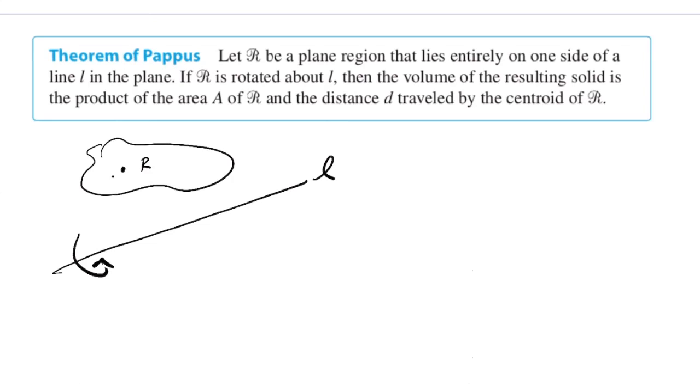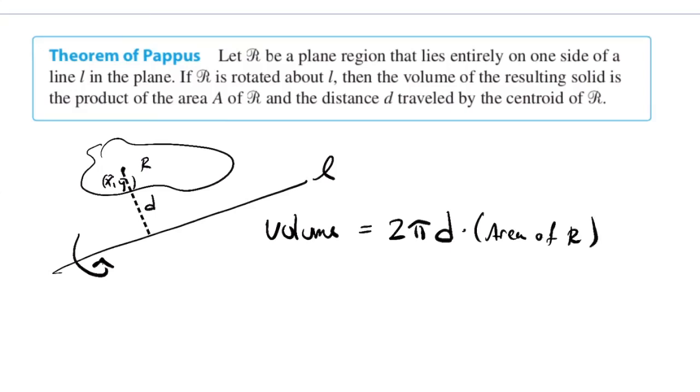Then this theorem is saying if you take the centroid, x bar, y bar, and you calculate its distance to L, so you find the distance between the centroid and the line L, that distance is called d in the statement of the theorem. Then the volume of that thing is calculated by the distance traveled by the centroid. The centroid is traveling around a circle of radius d, so its distance is 2 pi d, and then you multiply that by the area of R.